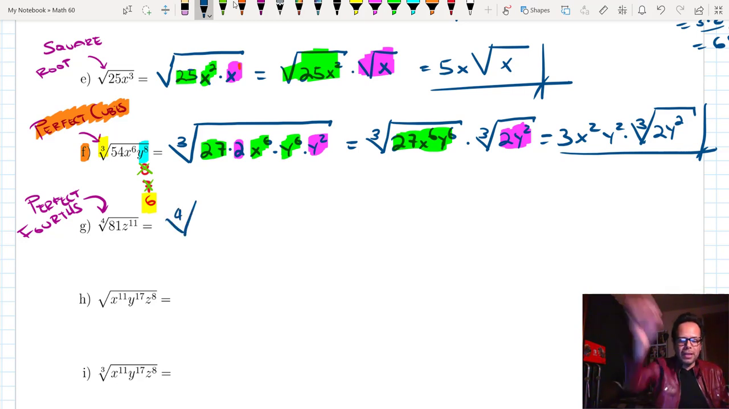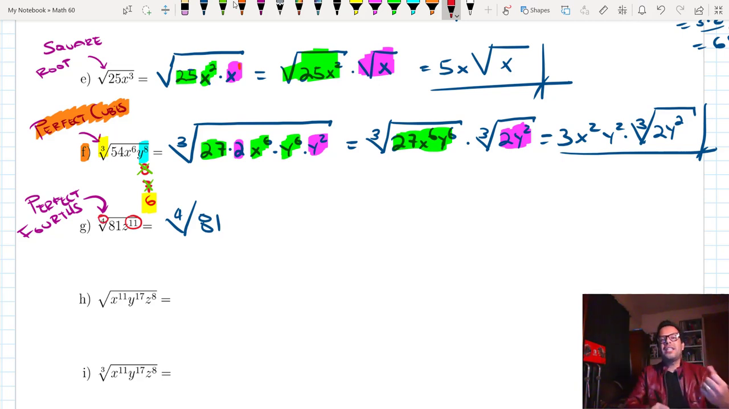4th root of 81. Okay, what about the powers of z? Okay, so number 1. Is 11 divisible by 4, and does that give us a perfect integer? Let's look at that. Okay, is 11 divisible by 4? In this case, it doesn't work.